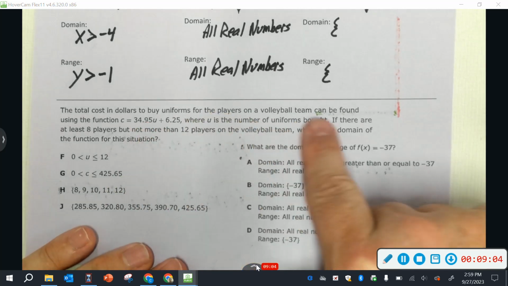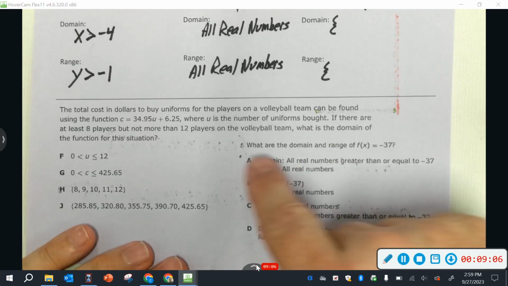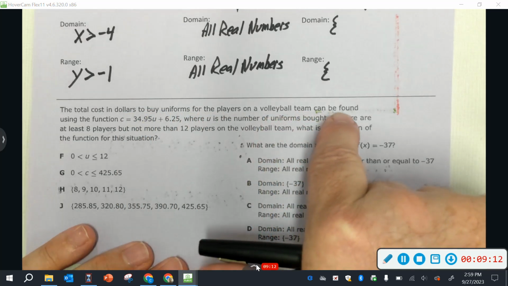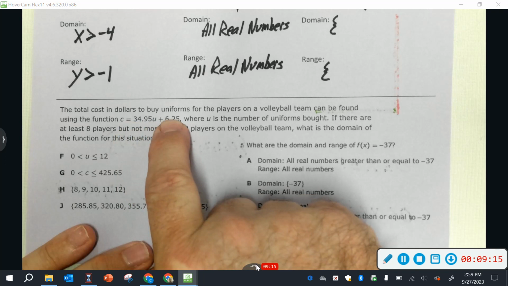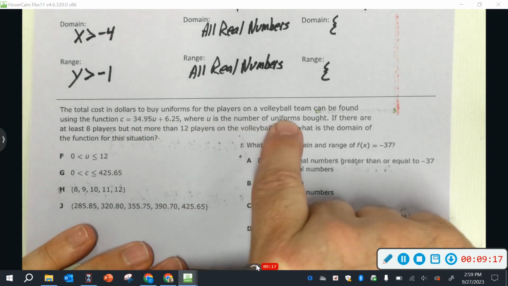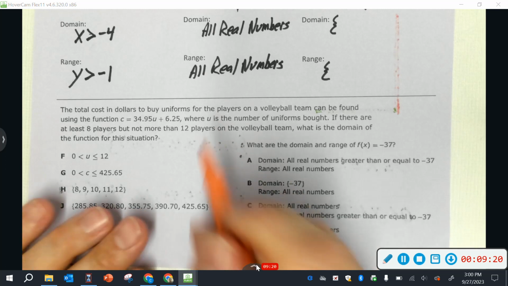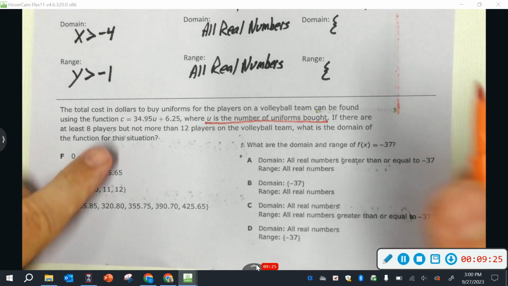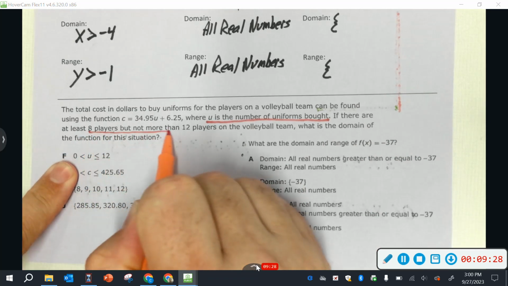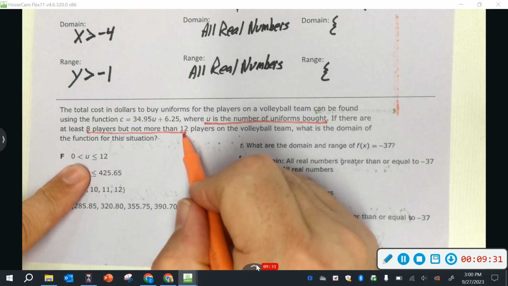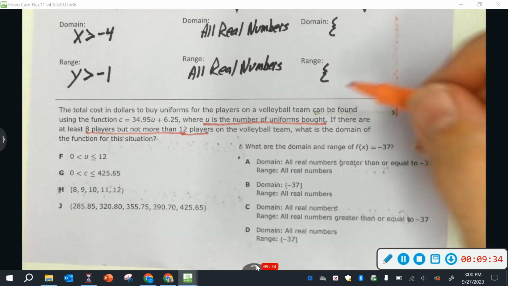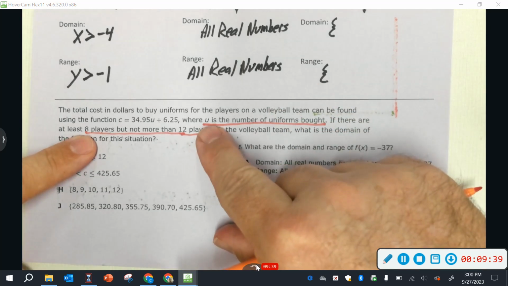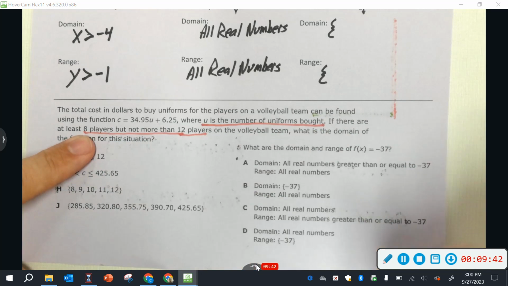Alright, so let's look at this one. I'm not going to answer this one for you, but I will get you started. The total cost in dollars to buy uniforms for the players on a volleyball team can be found using this function, where U is the number of uniforms bought. So make sure you highlight number of uniforms bought. If there are at least 8 players, but no more than 12 players, on the volleyball team, what is the domain of the function for this situation? So I got you started on that one by highlighting this phrase and this phrase.